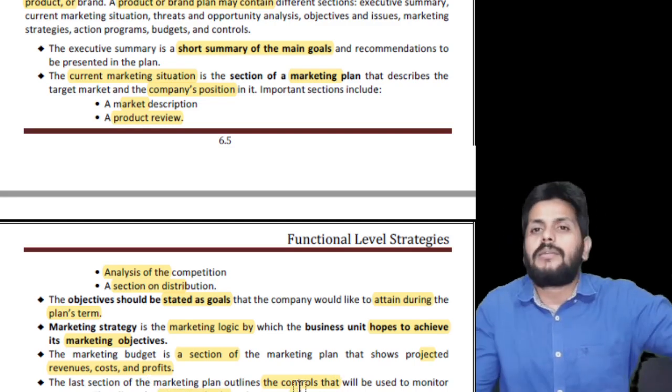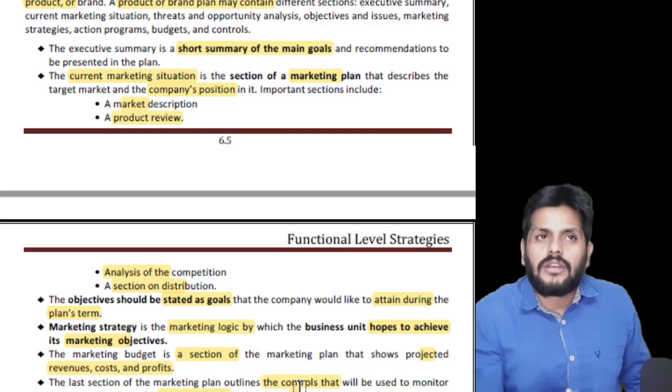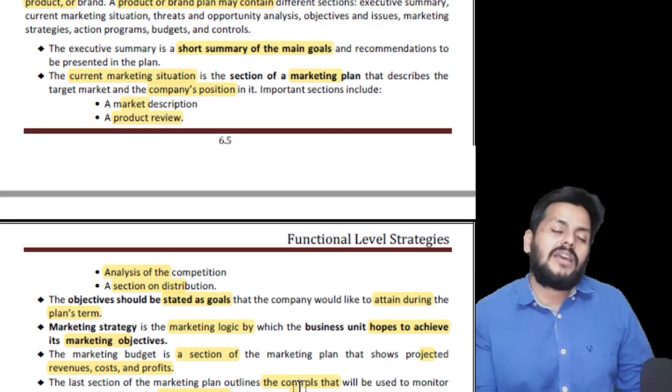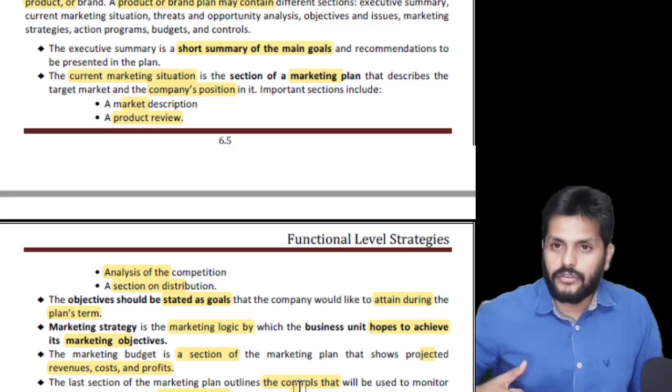Progress check means nothing but have you come thus far in the right direction? Are you progressing in the right direction? No, sir, some gaps are there. You know what we are supposed to do? Control, which means taking corrective actions.